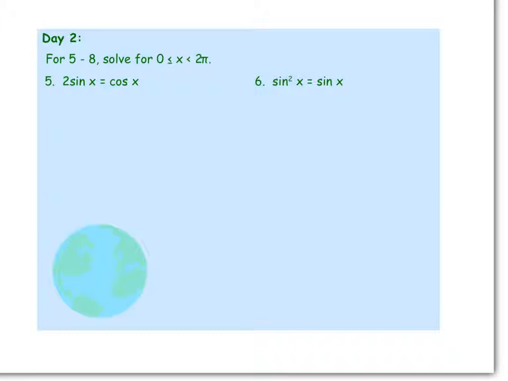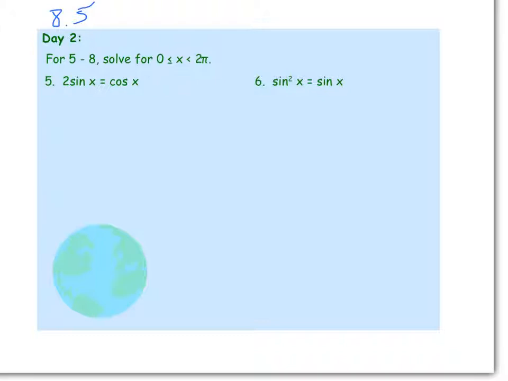This is 8-5, day number 2. We're still solving trig equations. Remember, the book's trying to intimidate us and calls this section 5, more difficult trig equations, and I've been trying to make my case that I don't think they're more difficult. We're just looking at some different cases that we haven't seen before.